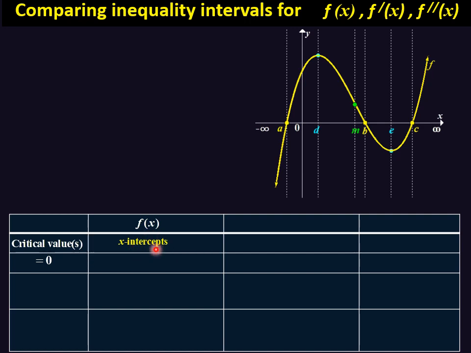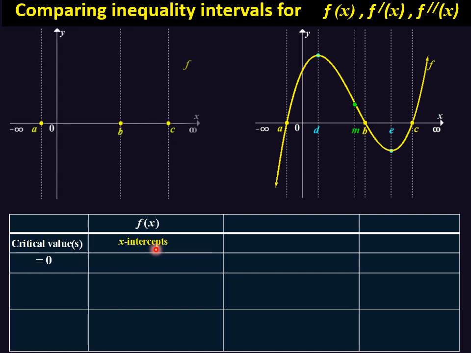Okay, and what are the x-intercepts there? In this case, let's just look at it there. You can see there's the x-intercepts. The x-intercepts are at A, B, and C. And because I have an equal sign, my answer is x equal to A, x equal to B, and x equal to C. Now we want to see where f(x) is greater than 0.